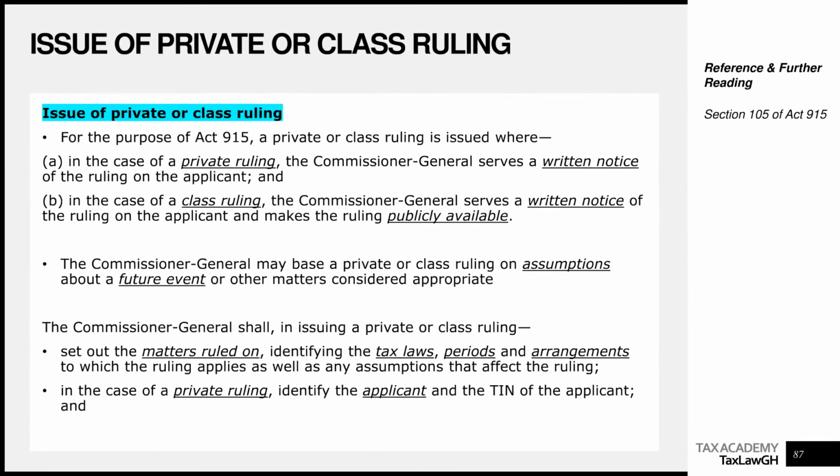Then what if he decides to issue you with a private or class ruling? Like he feels you deserve it, so he will issue you with the ruling. So a private or class ruling is issued, where for a private ruling he serves you with written notice. Because it's private, he writes a letter to you, clearly addressed to you, telling you this is my ruling. So once you get that letter from him, you know that he has approved your request for a ruling, this is your ruling, right? But for a class ruling, he will serve a written notice to the applicant, the person who made the application on behalf of the group, and then he will make the ruling publicly available.